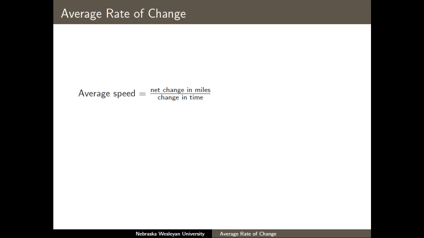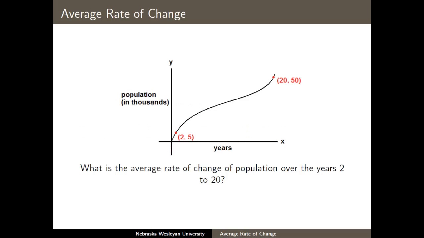So we computed average speed by saying this is the net change in miles divided by the change in time. And this is true for functions in general, that the average rate of change of a function is the net change in y, or the net change in f of x, the output of the function. And we want to spread that evenly over the change in x that we're looking at, so we divide by the change in x. So here's another example.